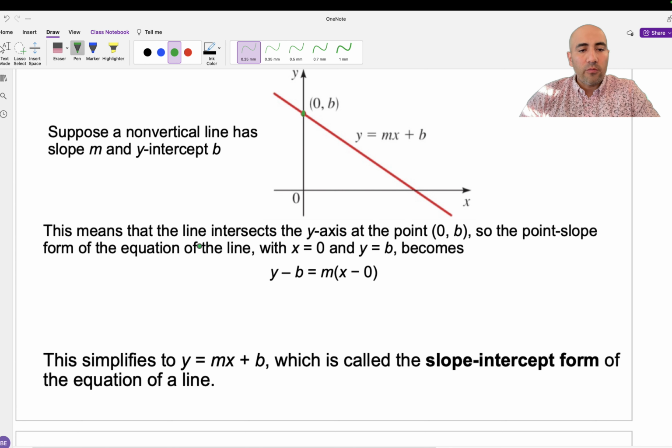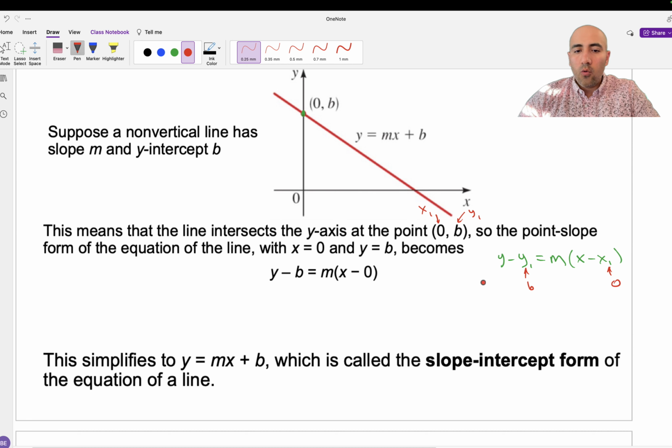So the point-slope form of the equation of the line has x equal to 0 and y equal to b, right? So this is the ordered pair. This is using the formula from before of y minus y sub 1 equals m times x minus x sub 1, where we're using the known x sub 1 value to be 0, and the y sub 1 value to be b, right? That's what we're using here. We're letting this be x sub 1 and this be y sub 1.